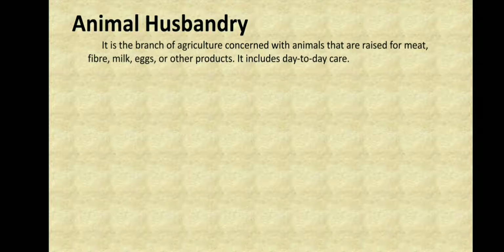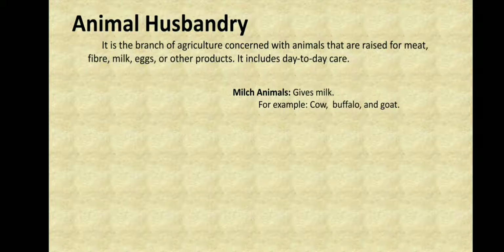It is a branch of agriculture concerned with animals that are raised for meat, fibers, milk, eggs or other products. It includes day-to-day care for them. So it is a process where we take care of these animals to get our daily products such as meat, milk, fiber, eggs and other products.